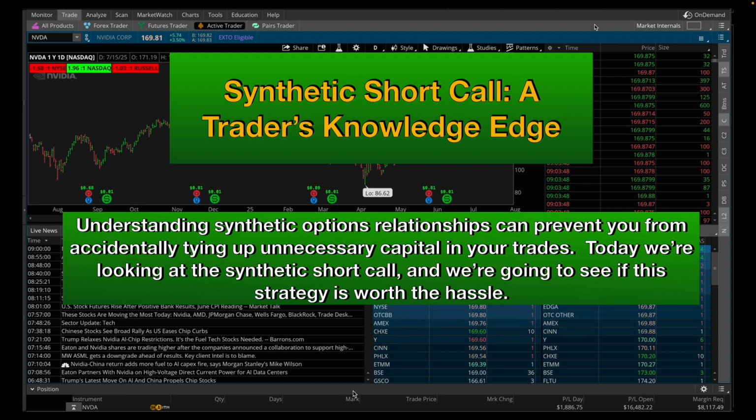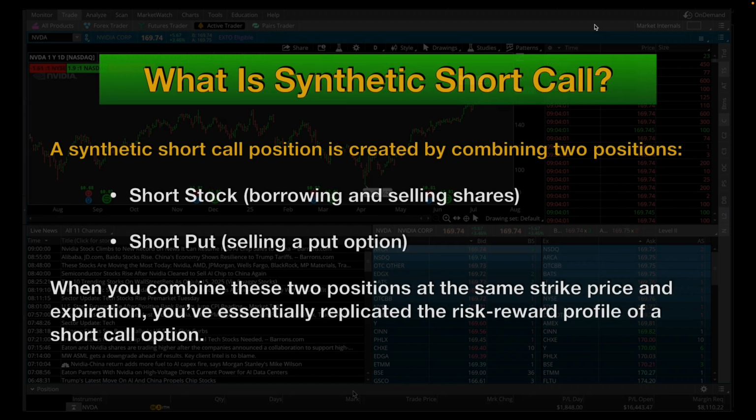Understanding synthetic options relationships can prevent you from accidentally tying up unnecessary capital in your trades. Today we're looking at the synthetic short call, and we're going to see if this strategy is worth the hassle. So what is a synthetic short call?